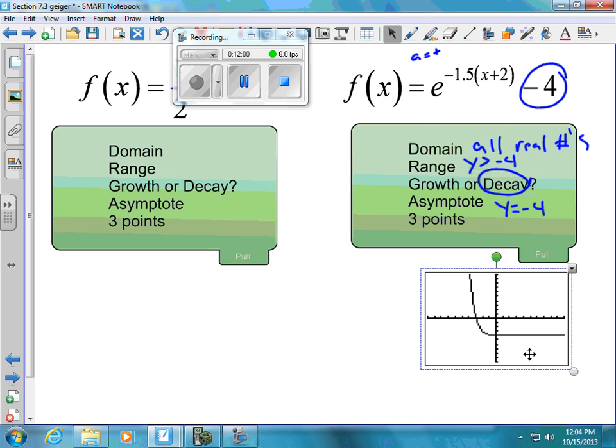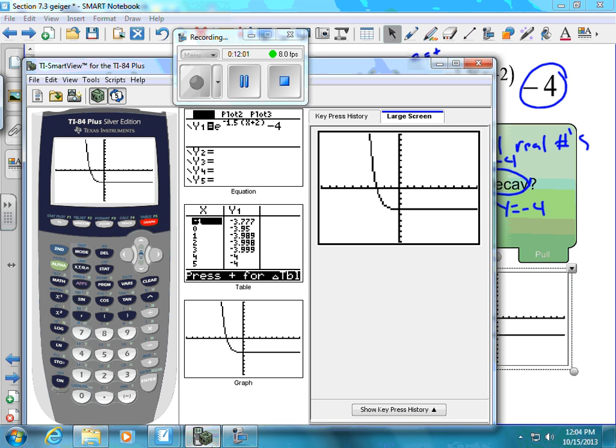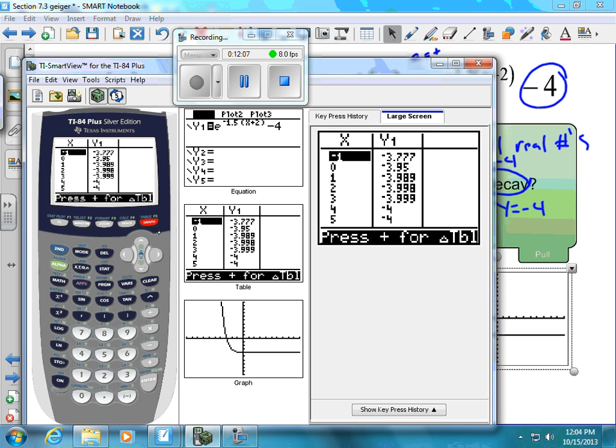And if we want 3 points to graph, we just look at the table, and we can get 3 points to graph from there.